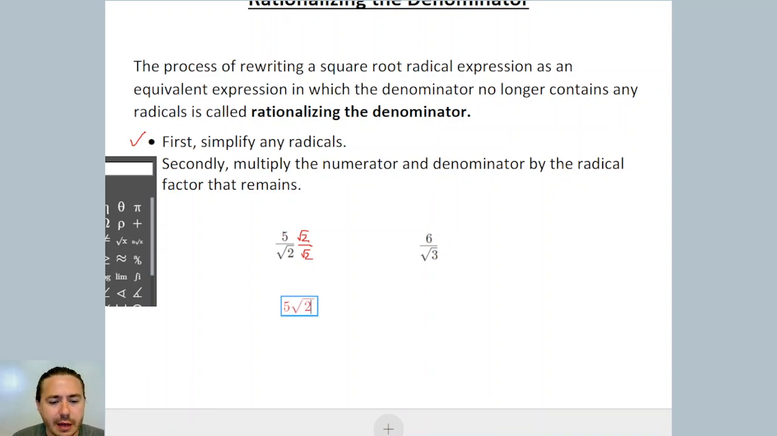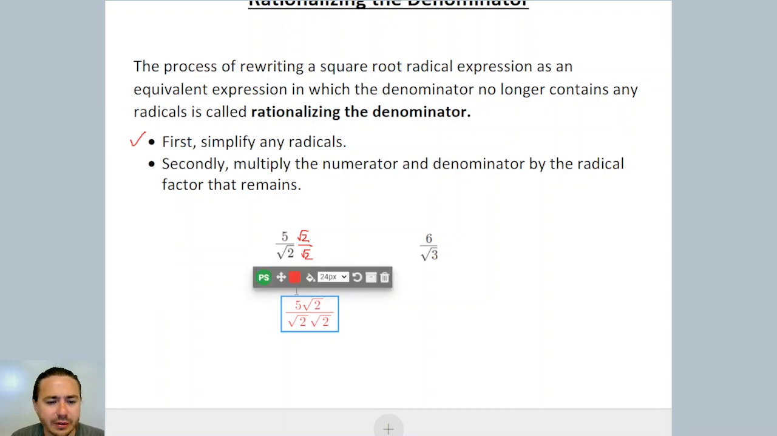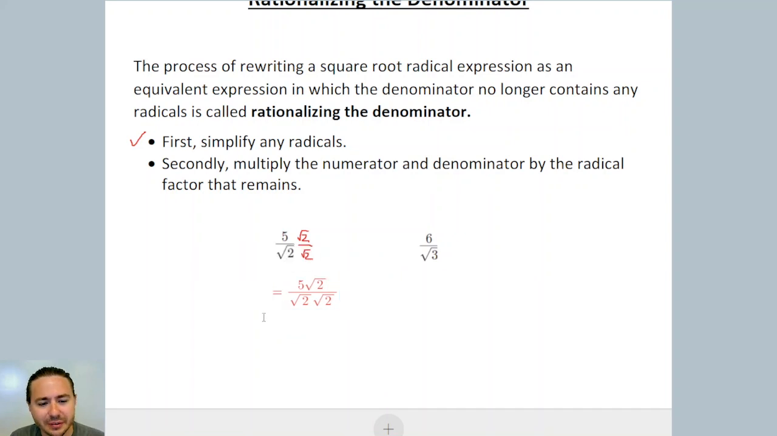5 times the square root of 2 on top, and on the bottom, I have square root of 2 times square root of 2. So what's 2 times 2? It's 4, right? So we have the square root of 4 on the denominator. And, well, what's the square root of 4? I think you know the answer to that. It's 2. So when you multiply a root by itself, you just end up getting whatever the radicand was with no square root. And that'll happen every time.